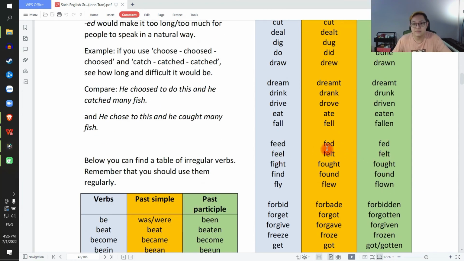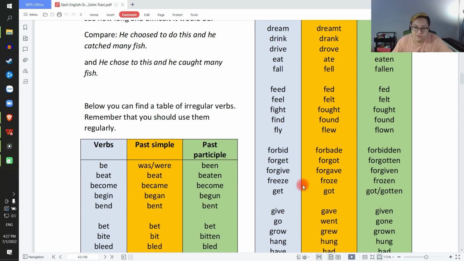Feed, fed. Feel, felt. Fight, fought. Find, found. Fly, flew, flown. Forbid, forbade, forbidden. Forget, forgot, forgotten.